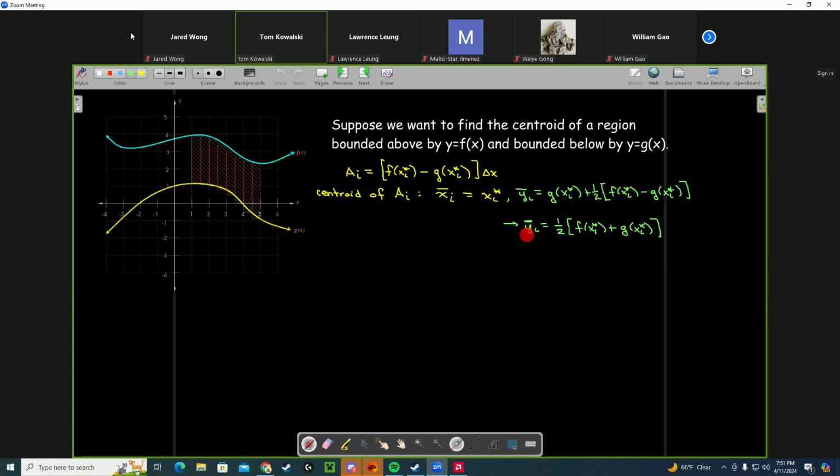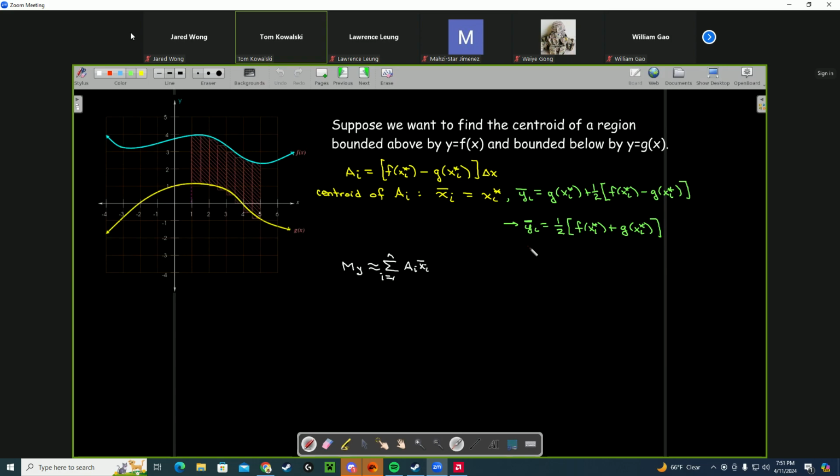What this is saying is that the y coordinate of the centroid of that rectangle is the average value of f of x sub i star and g of x sub i star. So that makes sense. If I want to find what's in the middle here, we'll take the big one and the small one, add them up and divide by 2. So that gives me a y coordinate. So once I know the centroid, I can get an approximation for the moment.